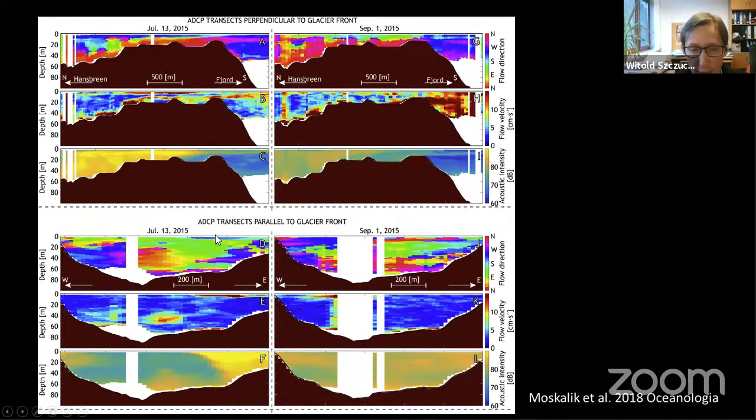On one hand, we got the water flowing out from the glacier near the surface. On the other hand, we got the water pumped toward the glacier, which is later upwelled along the ice cliff. It's maybe important, for instance, in the context which we are going to discuss later, of the supply of organic matter of marine origin in glacier-proximal settings.